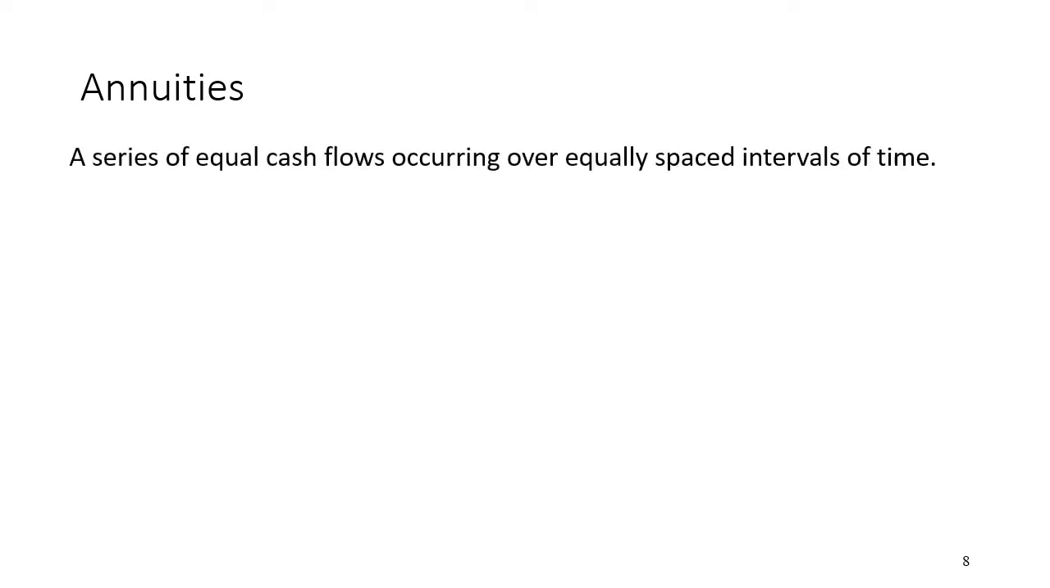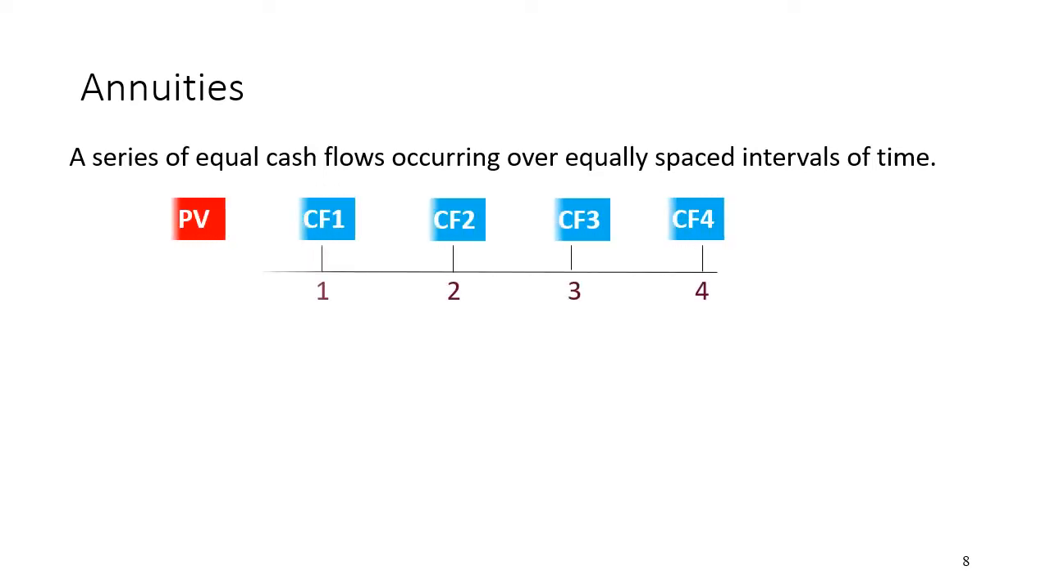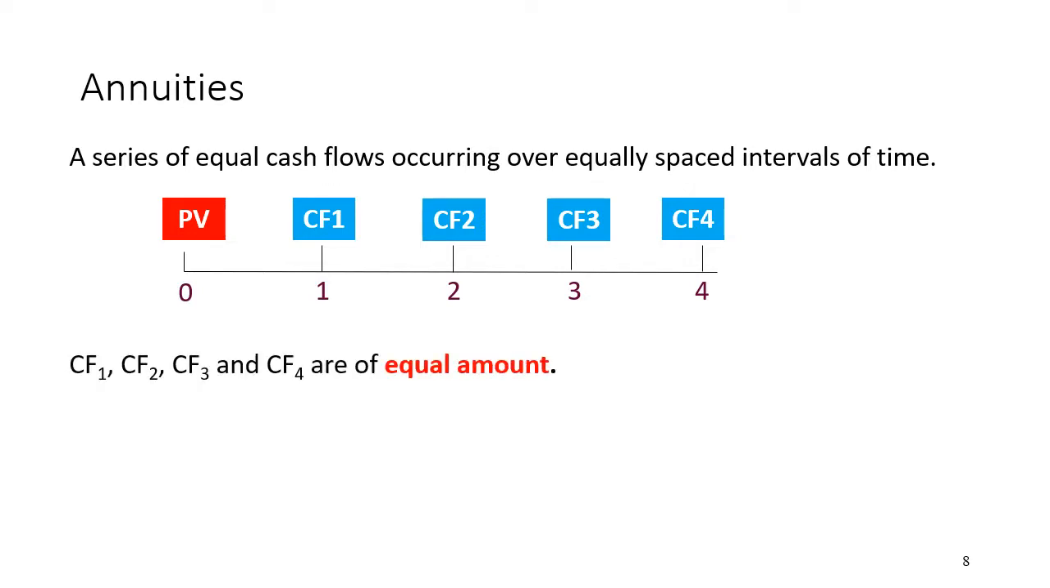Annuities. A series of equal cash flows occurring over equally spaced intervals of time. So this is the timeline for annuities. Please take note that all the cash flows are of equal amount.